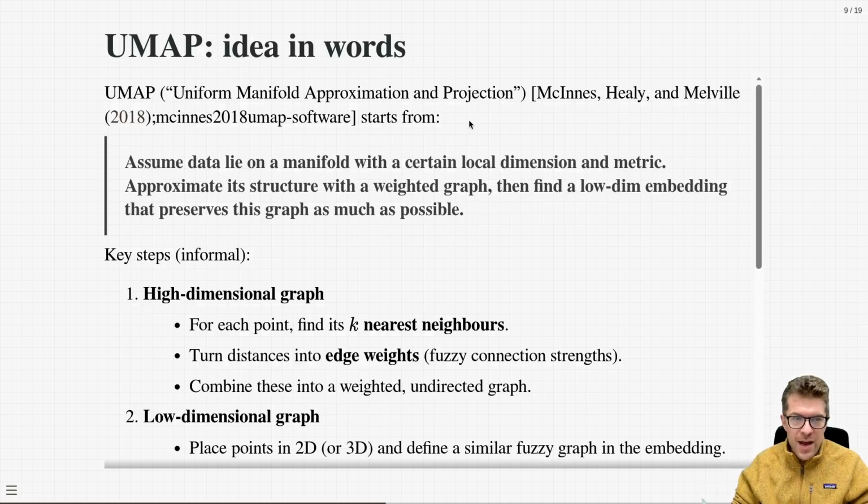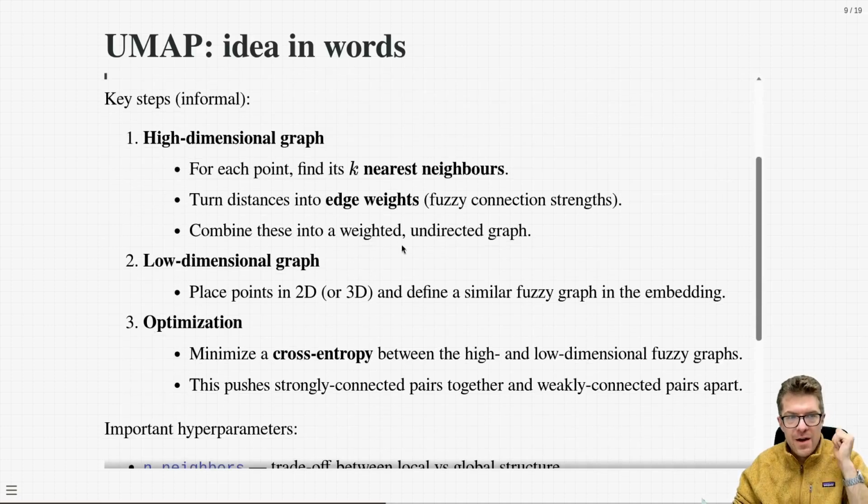You can assume the data lie on a manifold, like we talked about manifolds before. There's a certain local dimension and there's a metric, and you can approximate its structure with a weighted graph. Then you have a low-dimensional embedding that preserves the graph as much as possible. The key steps are, for each point, find its k nearest neighbors, same idea as t-SNE. Use distances as edge weights in these tiny graphs. This is a fuzzy connection strength between data points. Then combine these into a weighted, undirected graph. That's the first high-dimensional graph.